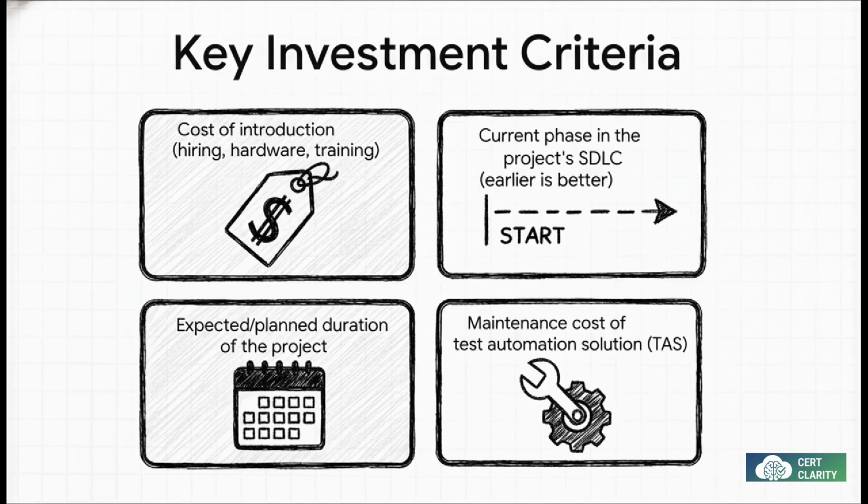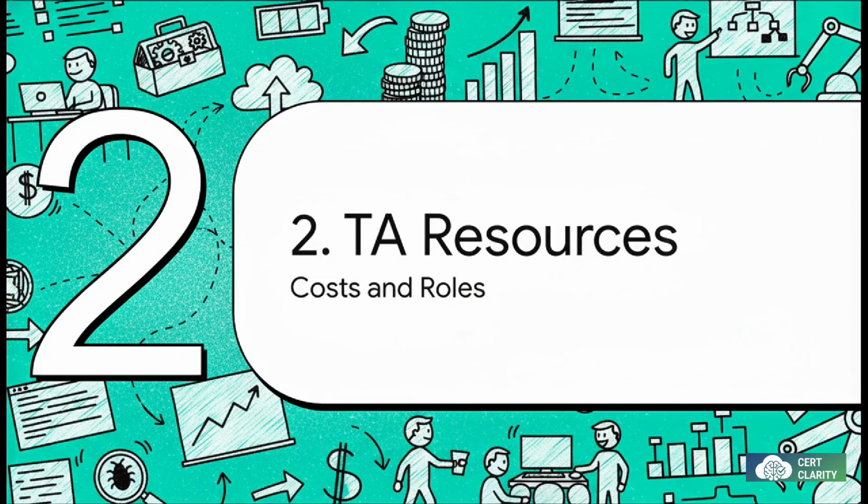The earlier you start, the better. And you absolutely must weigh the project's lifespan against the constant cost of maintenance. I mean, if a project ends before the automation pays for itself, it's a failure. Simple as that. Okay, Chapter 2.